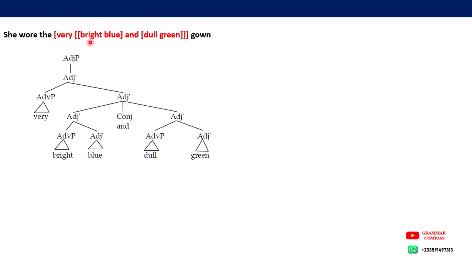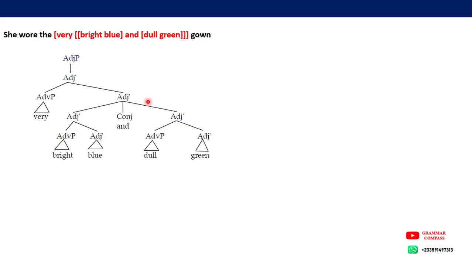And the intermediate category, that is bright blue and very dark green, also contains other intermediate categories which are conjoined. So we have the intermediate category bright blue and another intermediate category dark green, which is conjoined by the coordinator and. So blue as the intermediate category in the AdJ is modified by bright, whilst here the AdJ bar green is modified by the AdvP. So we have evidence of intermediate categories in all the phrases in English.